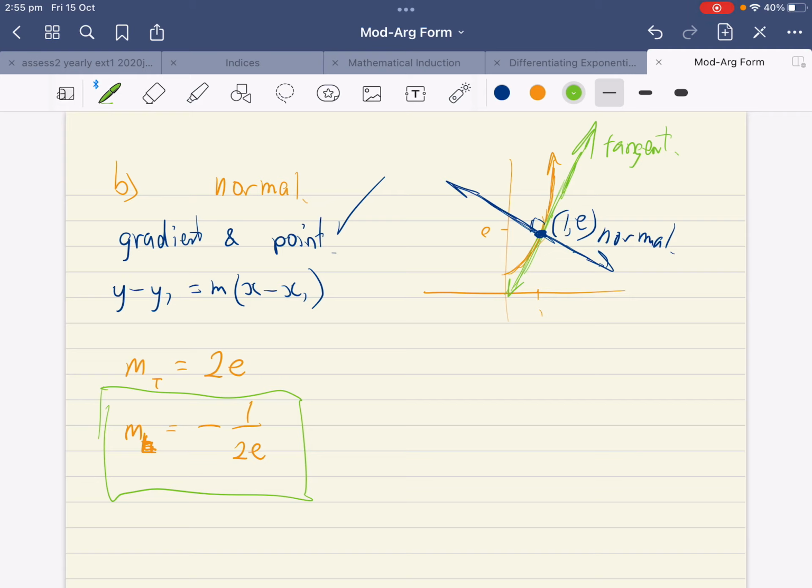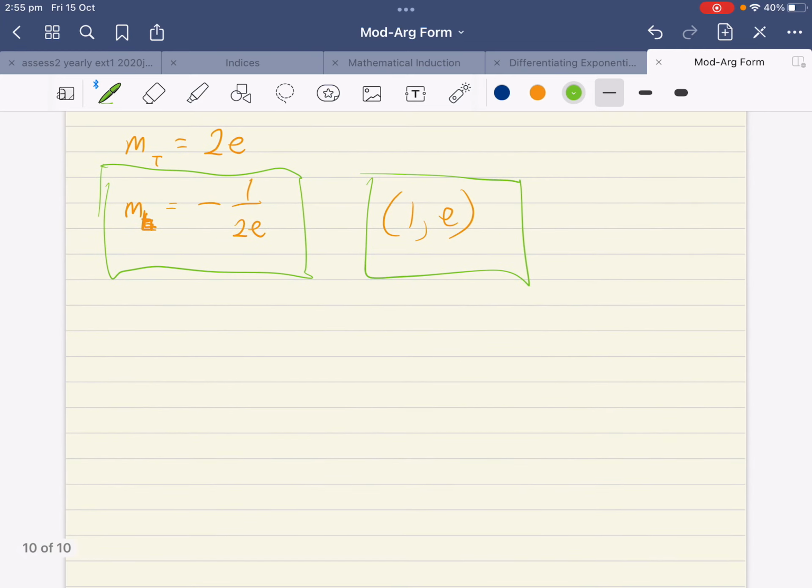So we have our gradient, negative 1 on 2e, and we have our point, which was (1, e). We know how to find the equation of a straight line: y minus the y value is equal to the gradient times x minus the x value. Now again, it depends on whether you want to put this in general form. It doesn't even tell you, so we can just keep it.